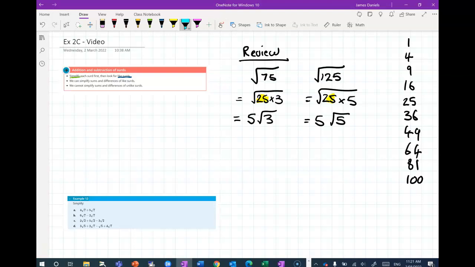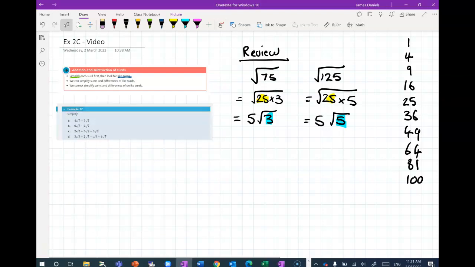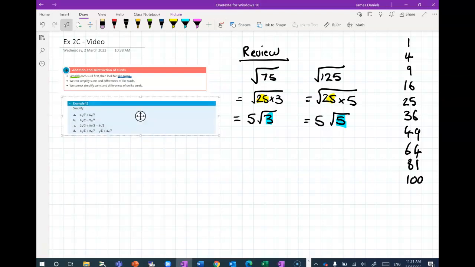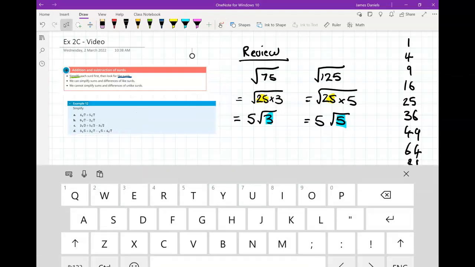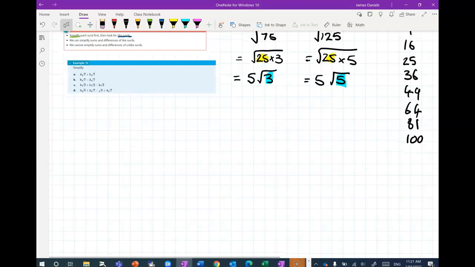Now we're going to look at a concept called like and unlike surds. Because of the numbers here and here, these are unlike surds, meaning they cannot be added and subtracted together. So the rule in our second dot point is we can simplify sums and differences, or addition and subtraction, of like surds. So we have to identify if they're alike, and if they are, we can add and subtract. If they're not alike, we may need to simplify to see if we can get them to be alike. All right, let's get into some examples.